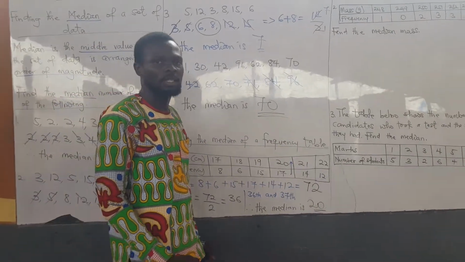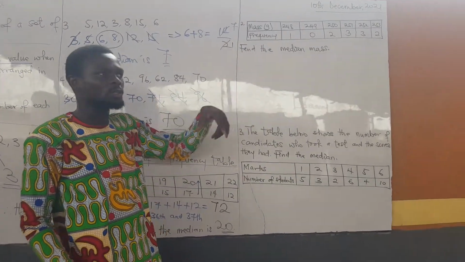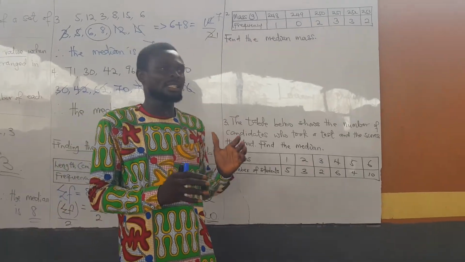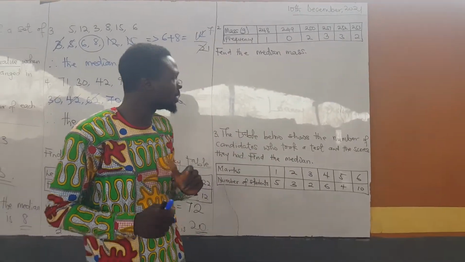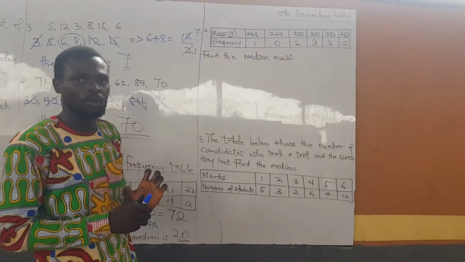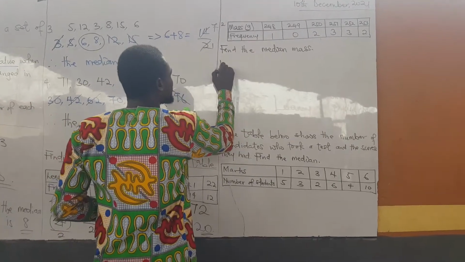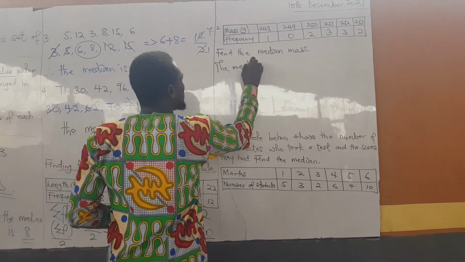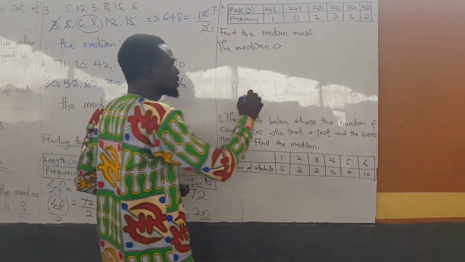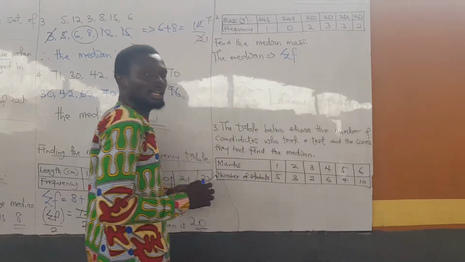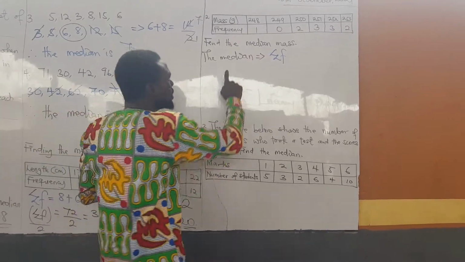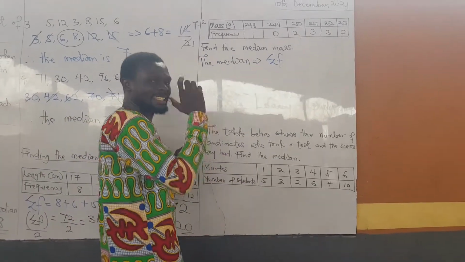Let's look at the second one and see, after adding, are we going to get an odd number or an even number? So that we'll know what to do when it is an odd number or an even number. Now it says find the median mass from the table. You have been asked to calculate for the median. To calculate the median, we have to first look for sigma f. And sigma f is the sum of the frequencies.